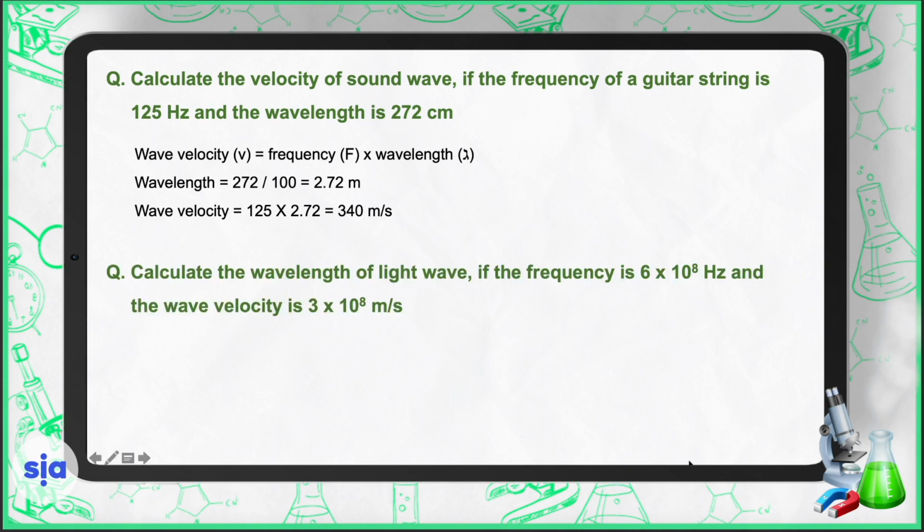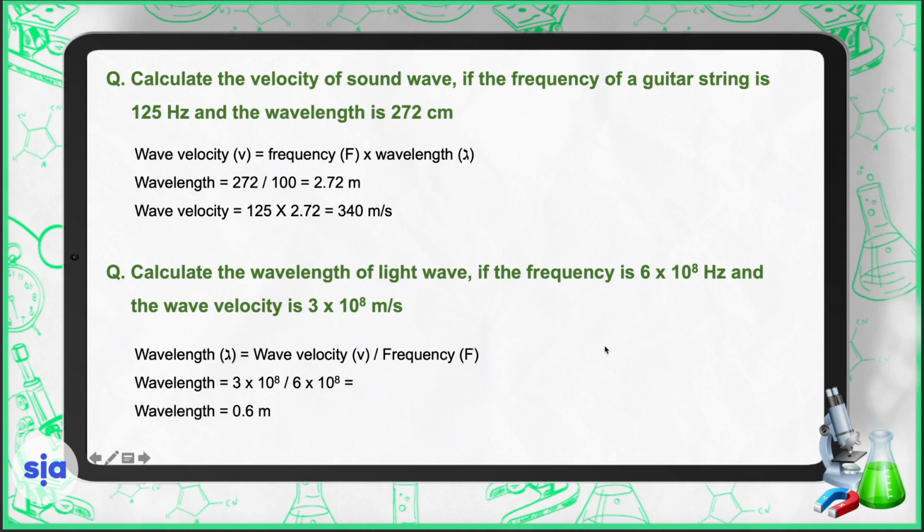Calculate the wavelength of a light wave if the frequency is 6 times 10 to the power 8 Hertz and the wave velocity is 3 times 10 to the power 8 meters per second. Wavelength equals wave velocity divided by the frequency. So the wavelength equals 3 times 10 to the power 8 divided by 6 times 10 to the power 8, which is equal to 0.6 meters.